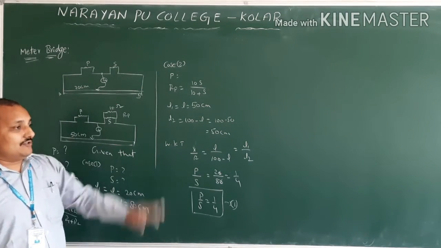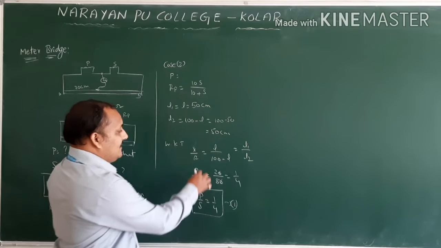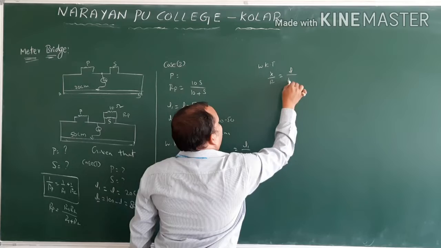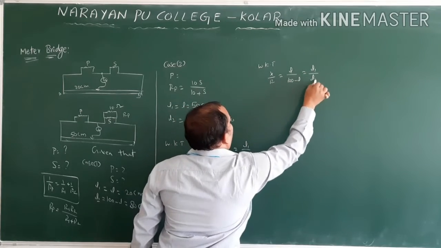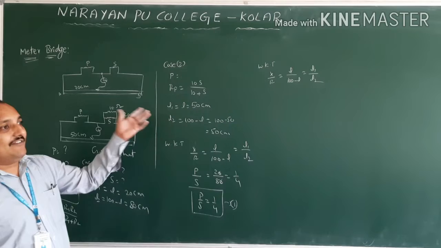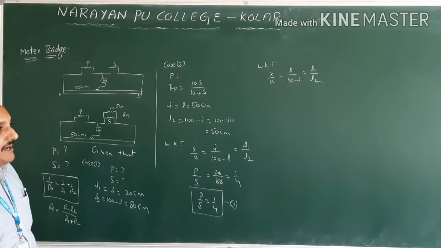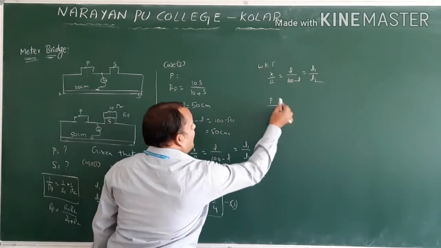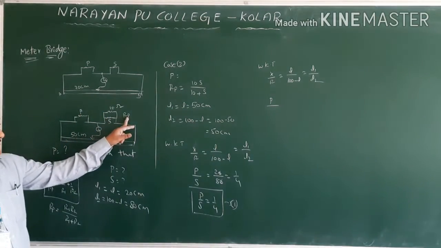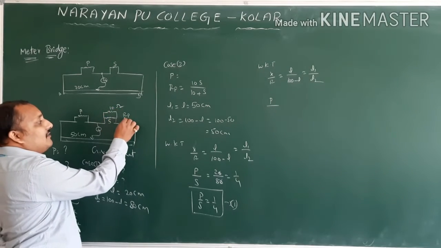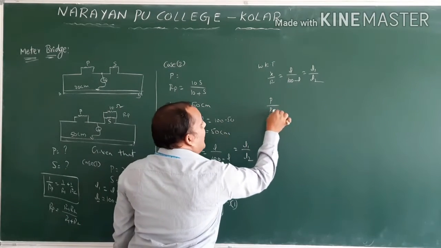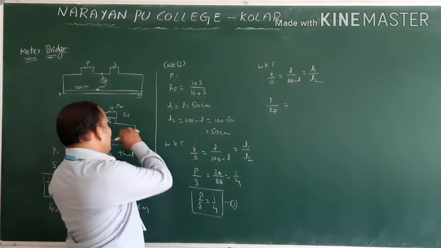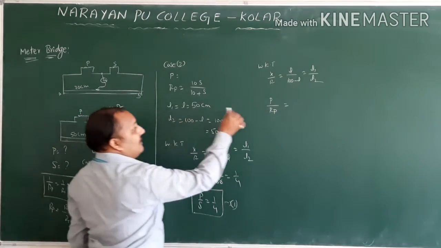Now go for case 2. In case 2, again we have to apply the same formula. We know that X by R is equal to L by 100 minus L, or L1 by L. Again, X means left gap resistance, R means right gap resistance. In the second case, in the left gap resistance, how much? P. Therefore, P by, in the right gap resistance how much resistance are we taking? Because there are two resistors, we have taken RP. So RP, directly also you can write this value, that is your wish. And what is the balancing length? In the second case, L1 is 50.